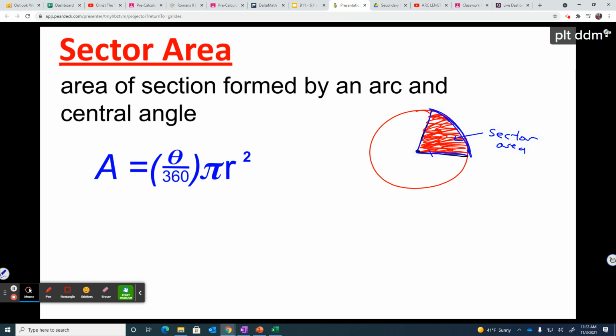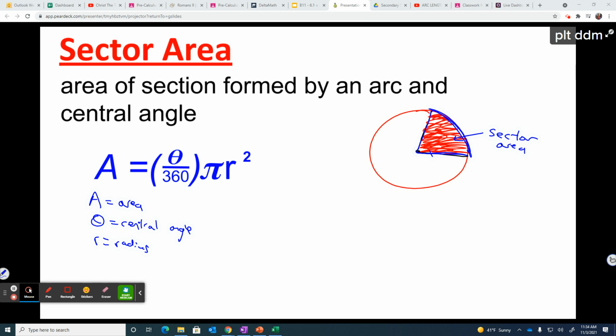Obviously, A is the area. Theta is the central angle. And r is the radius. It's again very easy to do. You just plug them in.